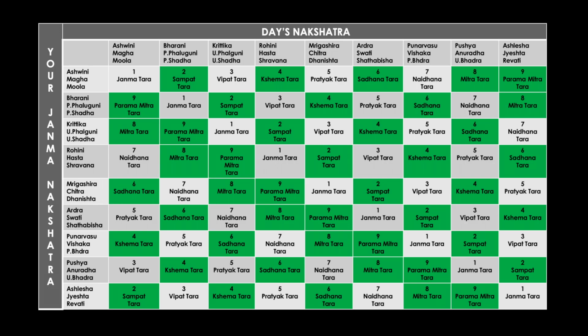There is another simpler way to identify Janma, Sampat, Vipat Taras for your Janma nakshatra. With the help of this table, you can easily figure it out. Let's take the same example. Shatabisha is the Janma nakshatra. So here's Shatabisha nakshatra in the table. Hence, Ardra, Swati and Shatabisha are Janmataras. Punarvasu, Vishakha and Purva Bhadra are Sampattaras. Pushya, Anuradha and Uttarabhadra are Vipattaras. Ashlesha, Jeshtha and Revati are Kshemataras.